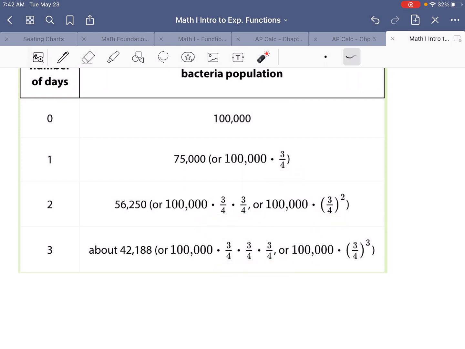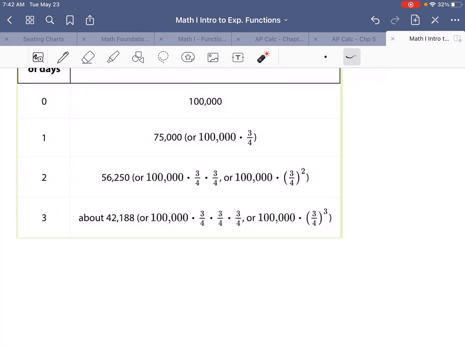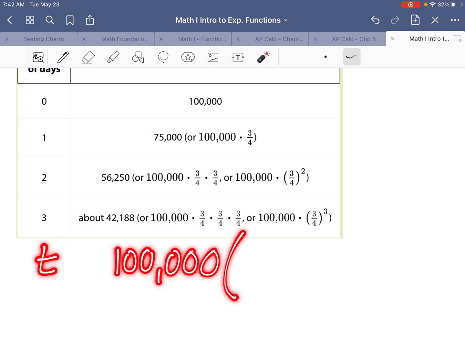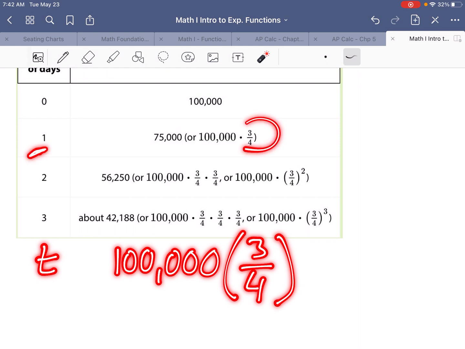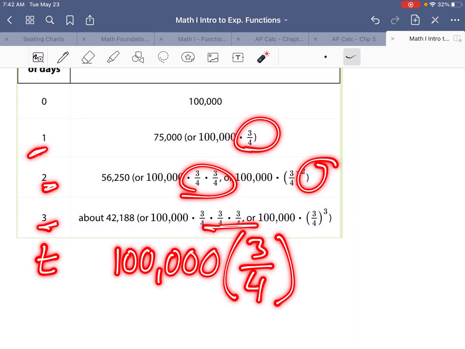And again. So if we get down to the t amount, we would have 100,000 times 3/4. Well, how many times are we multiplying by 3/4? Well, when it was 1, we had 1 of them. When it was 2, we had 2 of them, or we squared it. When there was 3, we had 3 of them, or we cubed it. So when we have t, there are t of them, so we take it to the t power.